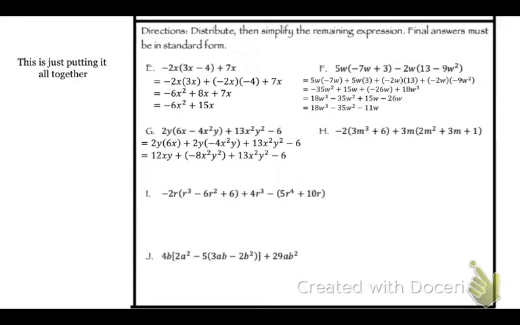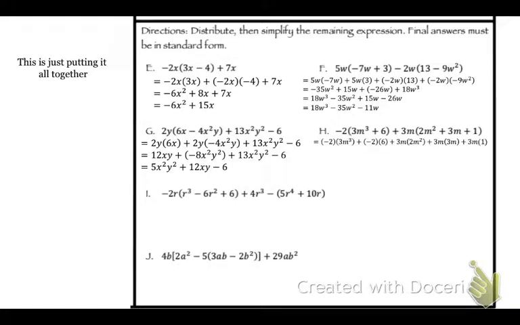And if you ever question how you should put the variables, put them alphabetically, okay? Now, 2y times negative 4x squared y is negative 8x squared y squared, then plus 13x squared y squared minus 6. Combine those, you get 5x squared y squared plus 12xy minus 6.